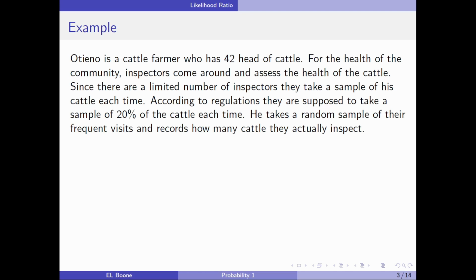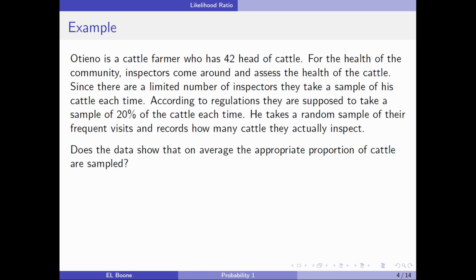Otieno is a cattle farmer who has 42 head of cattle. For the help of the community, inspectors come around and assess the head of the cattle every now and then. Since there are a limited number of inspectors, they take a sample of his cattle each time. According to regulations, they're supposed to take a sample of 20% of the cattle each time. He takes a random sample of their frequent visits and records how many cattle they actually inspect.